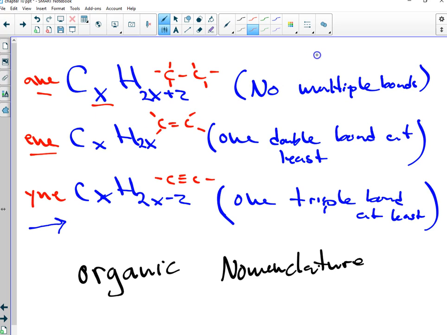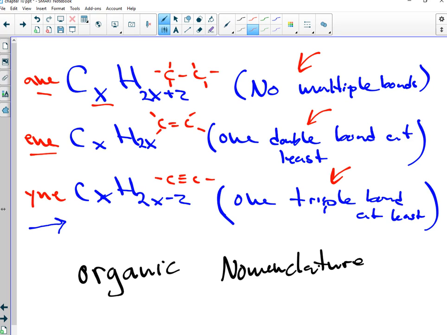Okay, so ANE means no multiple bonds. ENE means one double bond, at least. If there's more than one, the name gets really long. You don't have to know that, so it's going to be 1. And then we have one triple bond.